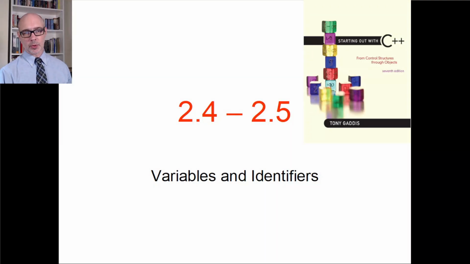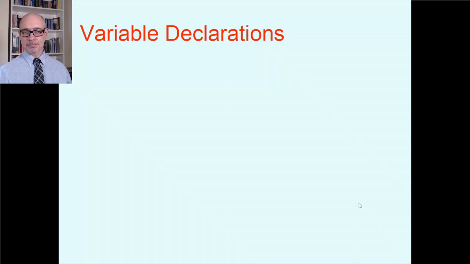Hey there, in this video we're talking about variables and identifiers in C++. This covers sections 2.4 to 2.5 in the Gaddis C++ book. So variables are locations where you store data, where you store numbers, and identifiers are the names that we choose to give our variables. A very important topic here in chapter 2 of our C++ book.